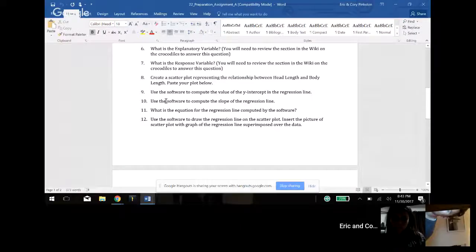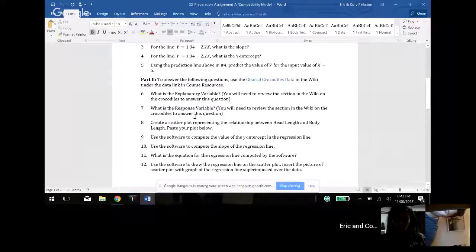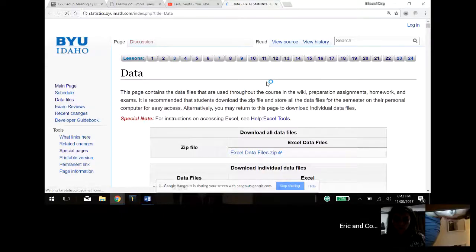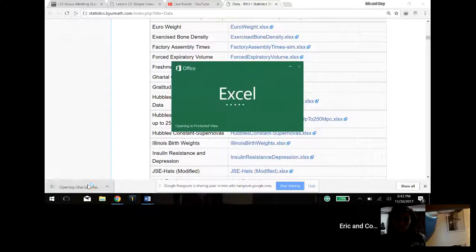Okay. What are we on? 9. Use the software on the computer to find the y-intercept. This one I do want to do, just to make sure I know how to do it. I'm going to do it also. Spreadsheets. It's the inference one, right? Oh no, the data analysis. Quantitative inference, I thought. Yes, it is quantitative inference with linear regression.